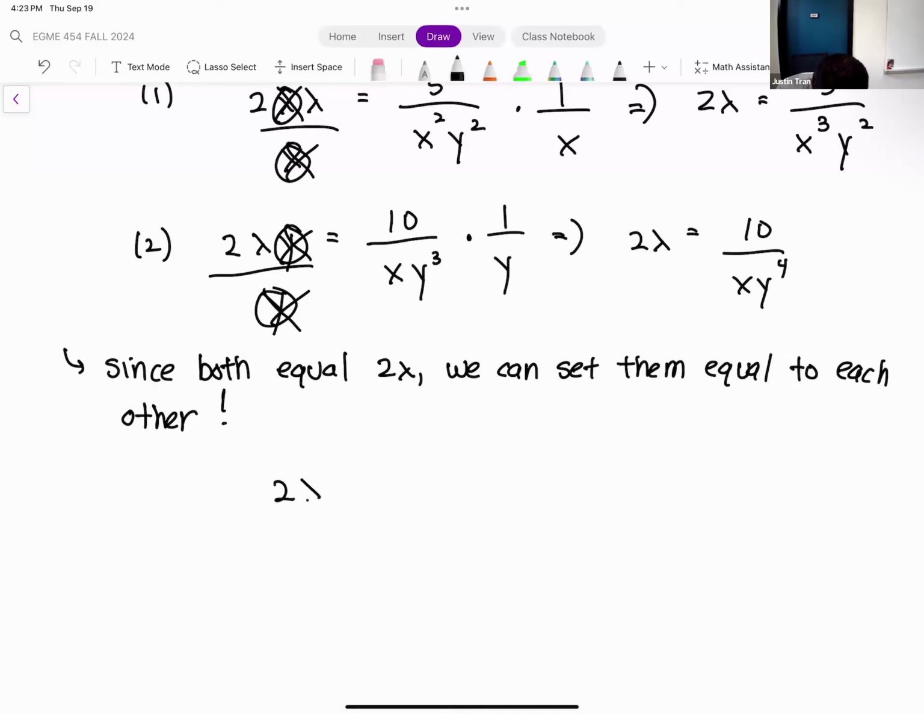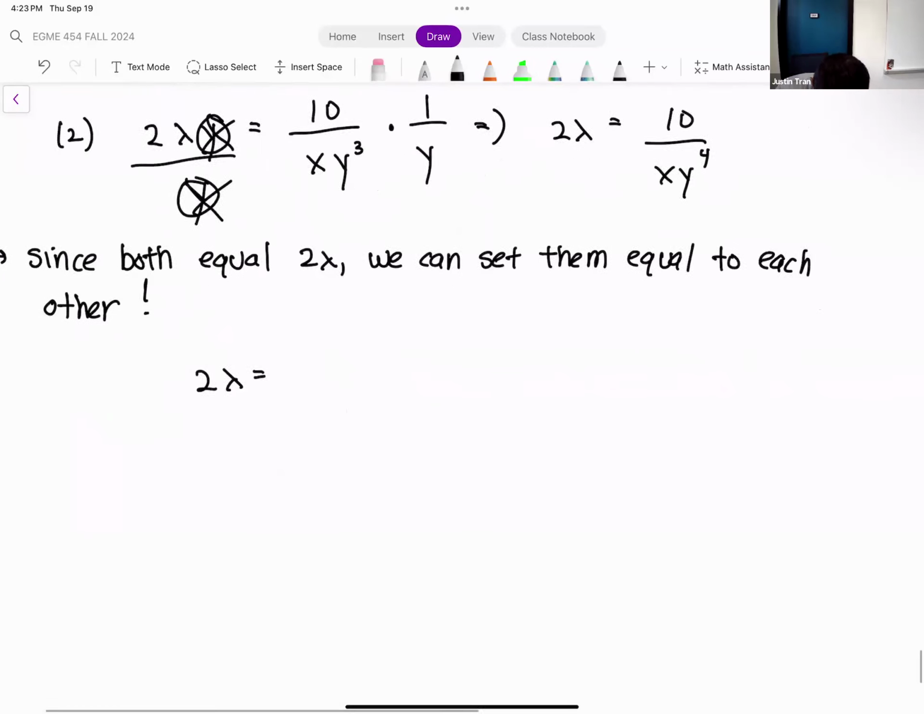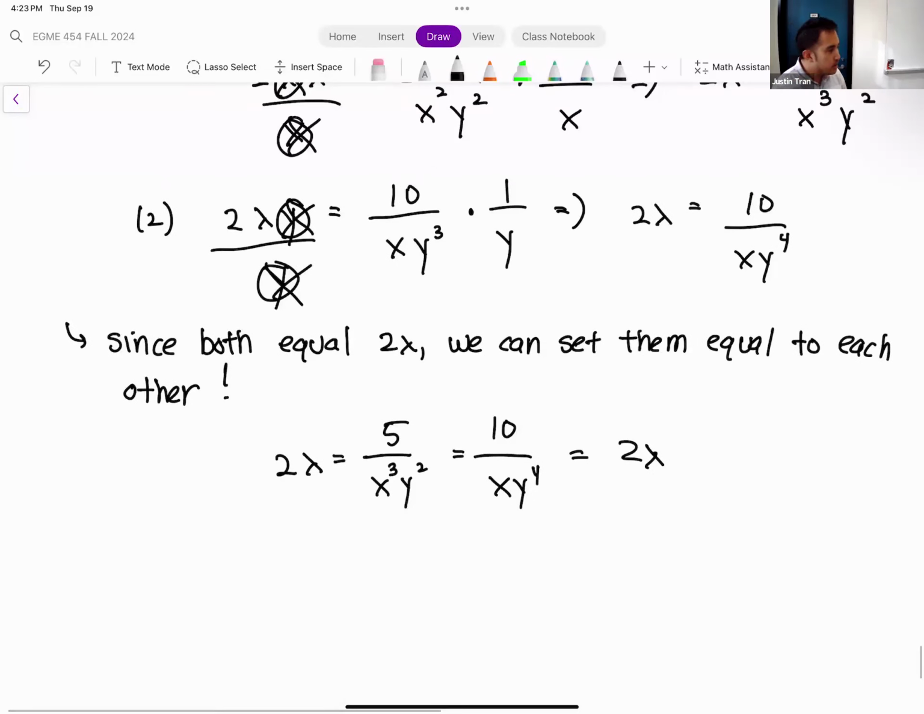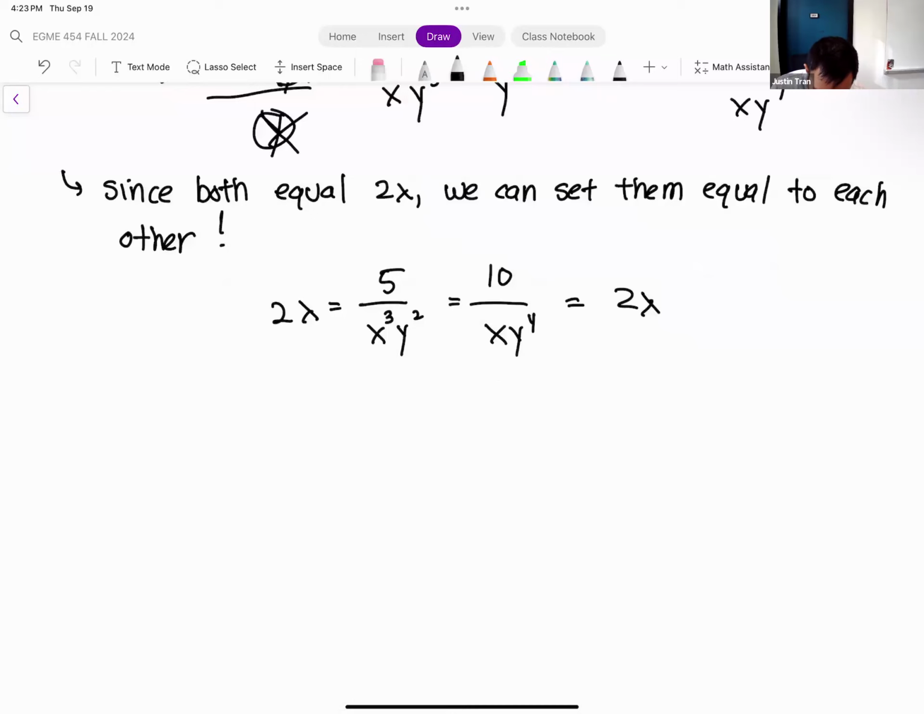We have 2 lambda is equal to 5 over x cubed y squared, which is equal to 10 over x y to the fourth, which is equal to 2 lambda, right? Everything here is equal to each other because they're tied together by the factor of 2 lambda. Okay, and of course, we only really care about what's in the middle. The whole reason we're doing this is to eliminate lambda from the equations. And so we have that relationship: 5 over x cubed y squared is equal to 10 over x y to the fourth.